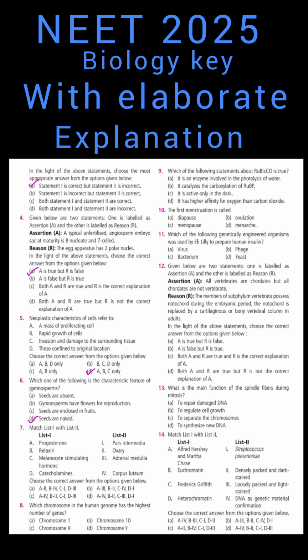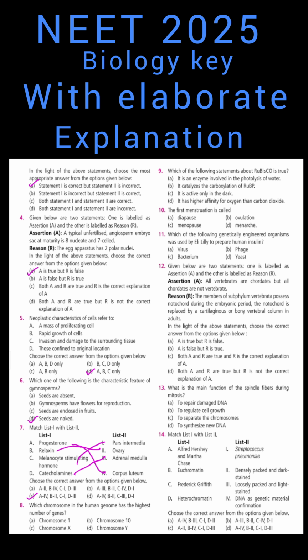Next, which forms the correct match here? Match list 1 with list 2. So progesterone is from the corpus luteum, relaxin is from the ovary, melanocyte stimulating hormone is from the pars intermedia, and catecholamines are from the adrenal medulla.